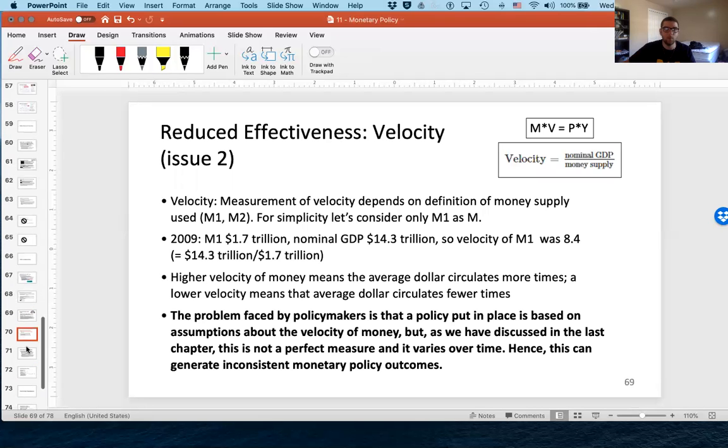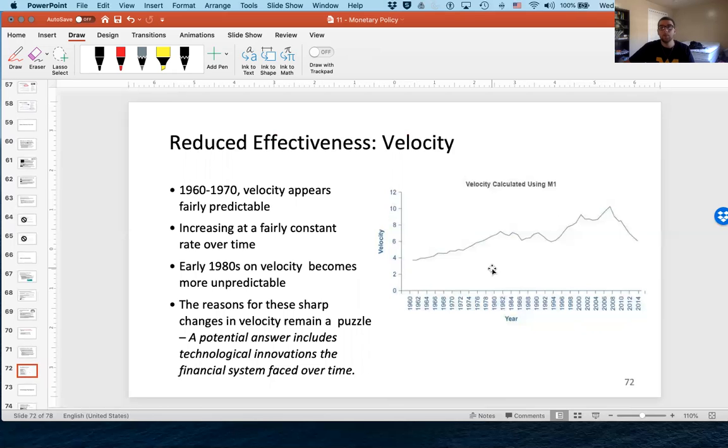If you look at this graph right here, it tells us how the velocity of money, assuming M1 as the money supply, has changed over the years. As you can see, it's not stable. Between the 60s and the 70s, it's kind of a straight line with a little increase, so it's easy to understand. But after that, it becomes really unpredictable. So the Fed doesn't know, if it wants to expand the economy through expansionary monetary policies, it wants to increase the money supply. However, by how much should it increase the money supply to increase the nominal GDP?